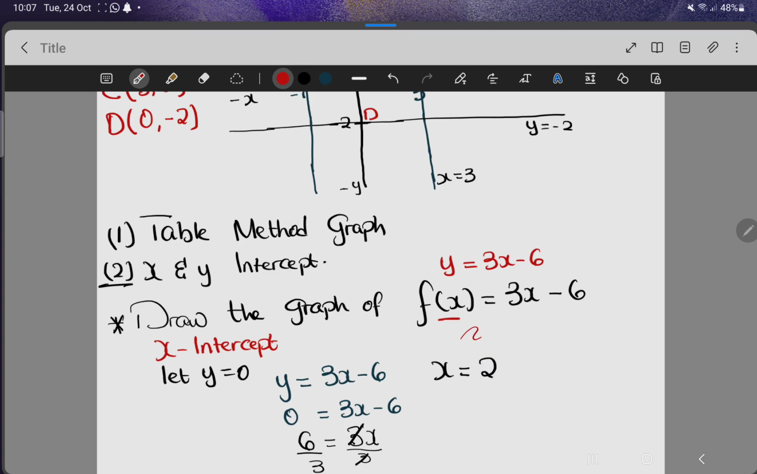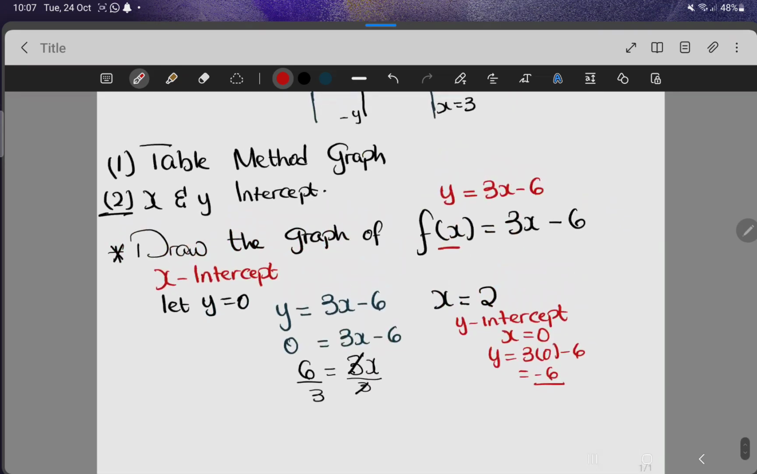Okay. Now we are looking for the y-intercept. Normally, we say let x be equal to 0. That will be y equal to 3 times 0 minus 6, then it is minus 6. So already you need to know that when we are talking about the y-intercept, it's already this one. It's already this one.